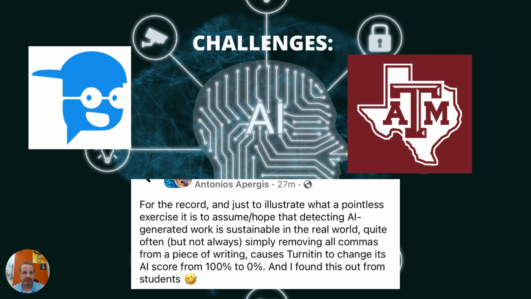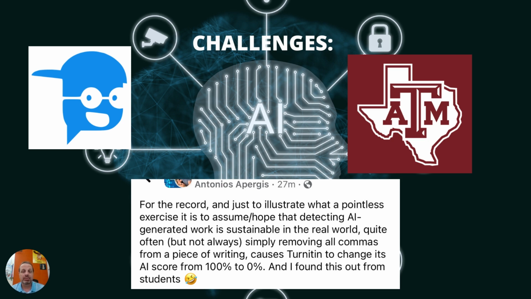Students are also ingenious. They're going to find ways to skirt the system. AI detectors, a student there figured out that if he takes away the commas, the AI detector does not think AI wrote it.